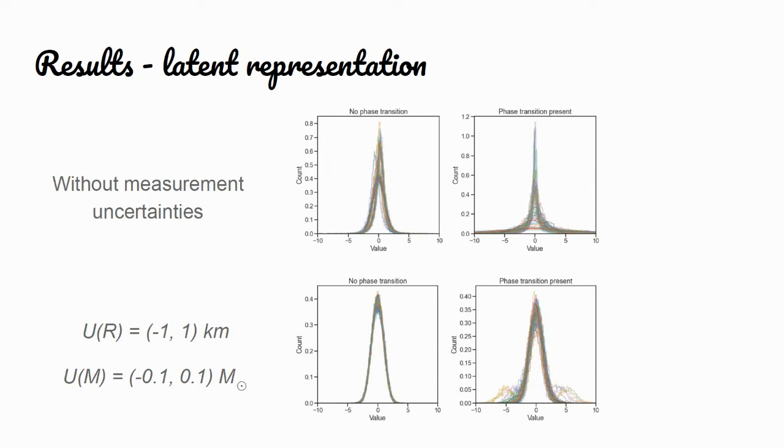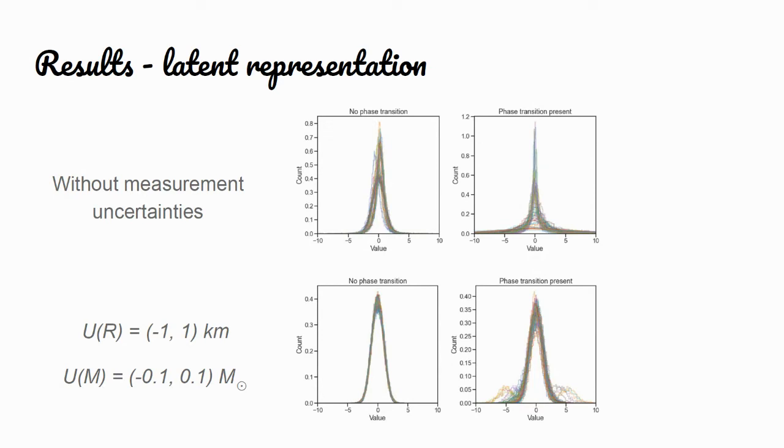So here are two cases studied in the project. Data without any measurement uncertainties, so let's say ideal observations, and those with the largest uncertainties considered. Those are the bottom plots. And the left columns resemble latent representations, all those Gaussian distributions. Without phase transition, so data known from the training, and in the case with the phase transition present.